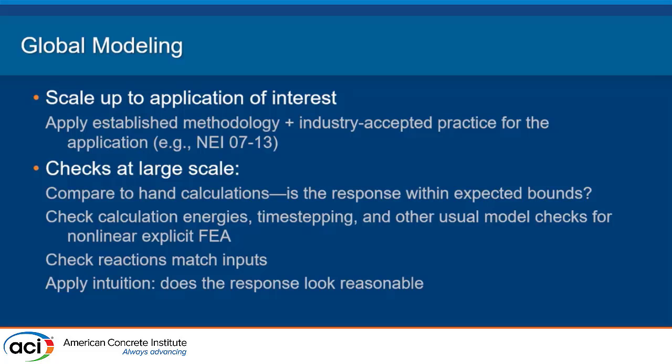So carrying that established methodology plus other things, like for this, we use industry accepted practice out of NEI 7-13 to guide some of the inputs. Again, we still rely on hand calculations to do sanity checks. In nonlinear explicit calculations, there are other things we do commonly. We check calculation energies. Are we gaining or losing energy? Are there things like hourglass energies, if you're familiar with that? Is that out of control? Is our time stepping appropriate? Things like that. We check the reactions. Do they match the inputs? And then we apply intuition. Does it look reasonable?